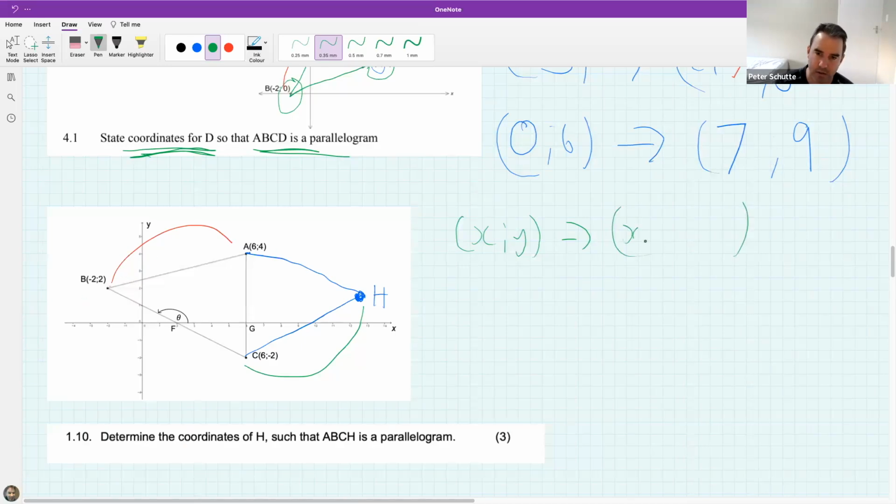So I think. And then what's this going to be? This is going to be y plus 2.